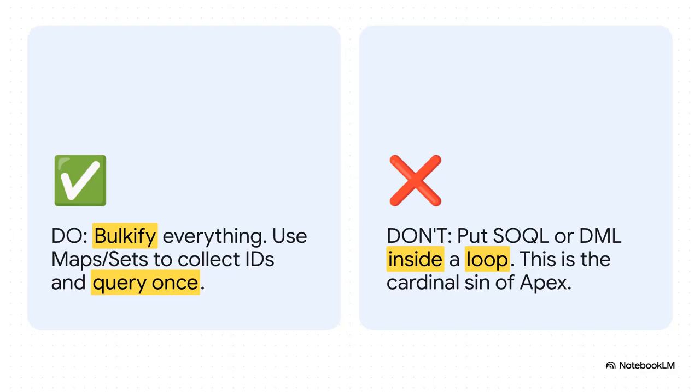And this brings us to the most common mistake, the absolute cardinal sin of Apex development: putting a SOQL query or a DML statement inside a loop. Don't ever do it. It will bring your org to a screeching halt. The correct way is always to loop through your records, collect the IDs you need into a set or a map, and then do one single query or one single DML operation outside the loop.